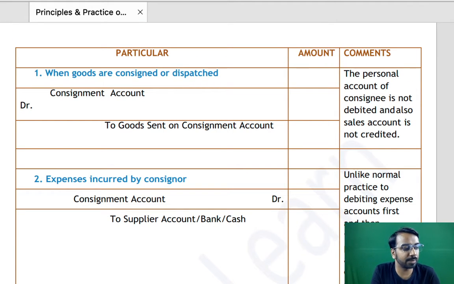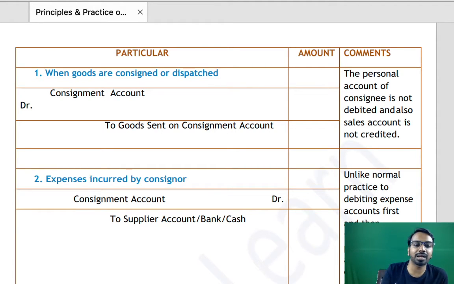Whenever we prepare a consignment account, again I am telling you, please treat it as if it is a trading account. Now when goods are sent on consignment to a third party, you debit the consignment account and you credit something called goods sent on consignment account.